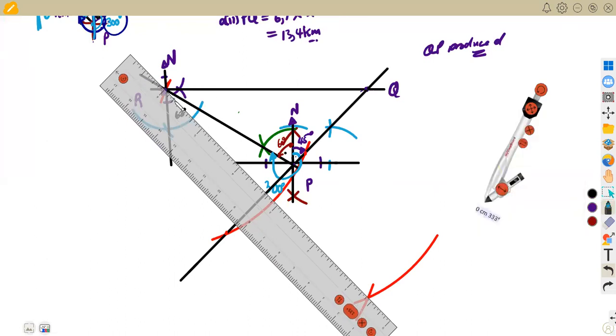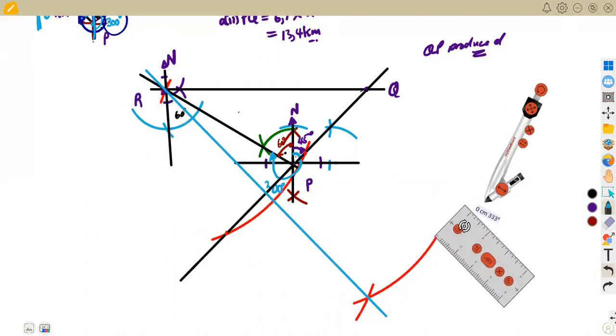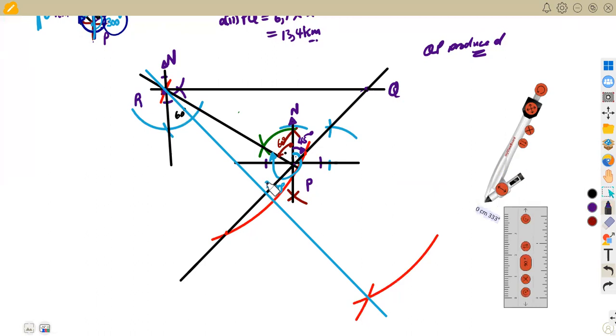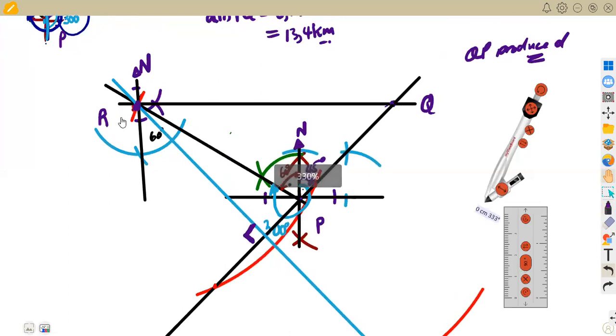So you are going to join from this point to the point of intersection like this. The line that we have just drawn, this line that we see here, when it meets this line, it meets this line at 90 degrees. That is, it's perpendicular from R to PQ produced. That is how you construct the perpendicular from a given point to a given line.